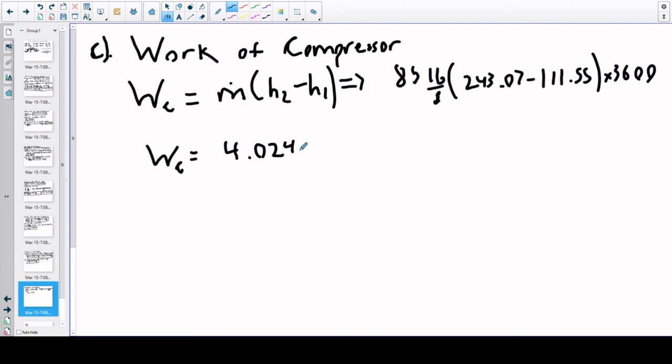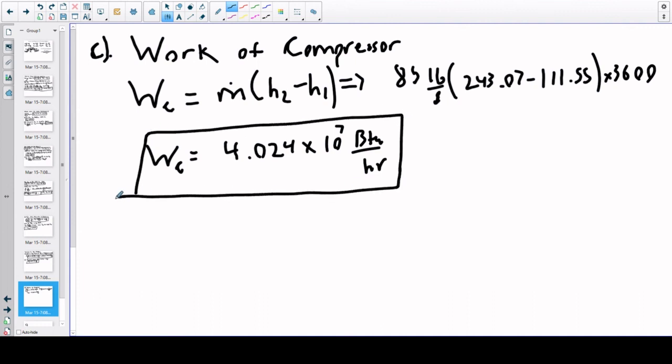So you get work of the compressor. Obviously, we once again have to change this into BTUs per hour. That's what the 3,600 is for. So you get 4.024 times 10 to the 7th BTUs per hour as the work of the compressor.